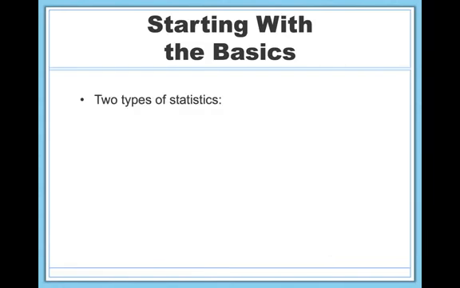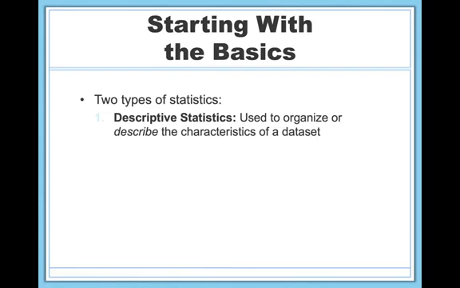Now, I want to differentiate here between two different types of statistics. First, we have descriptive statistics, and this is where this series of videos will really start. Descriptive statistics are used to organize or describe, hence descriptive statistics, the characteristics of a data set. So you're not trying to generalize beyond your data set, you're just looking at the people you have in your study, for example. You're looking at your data set and you're just describing it.